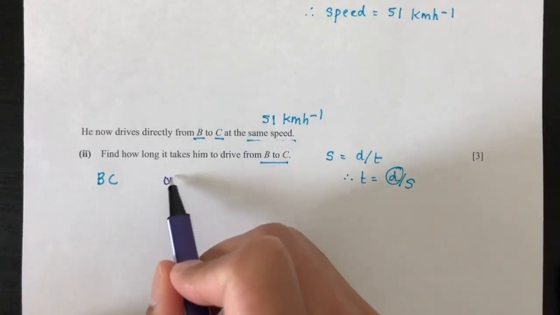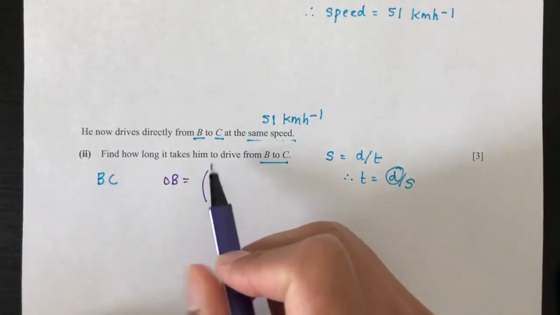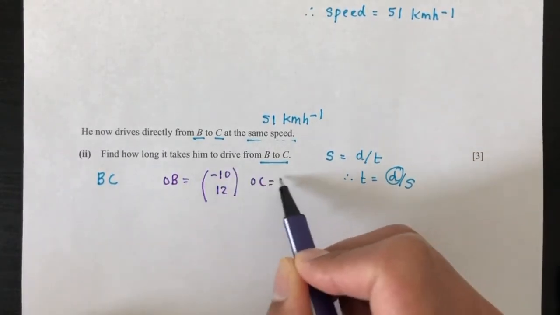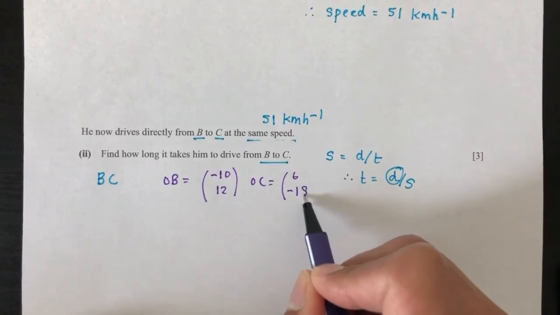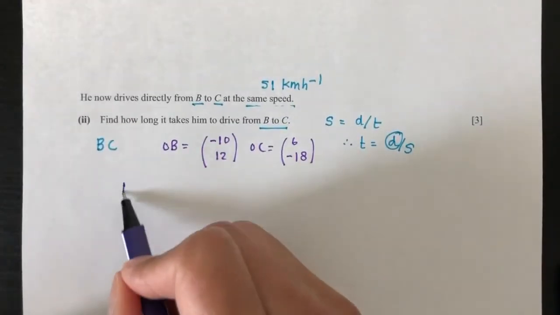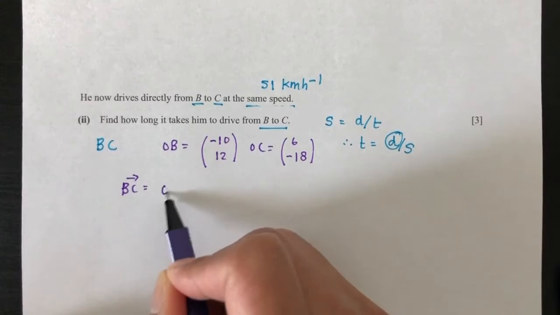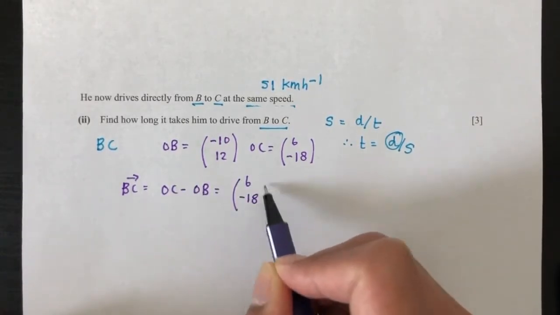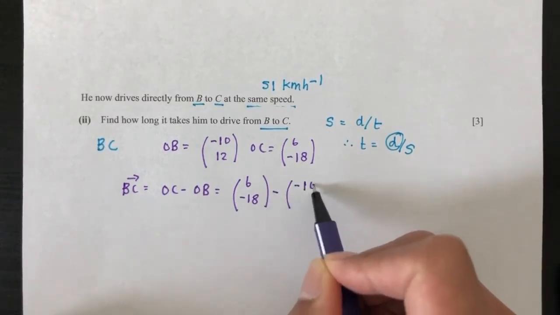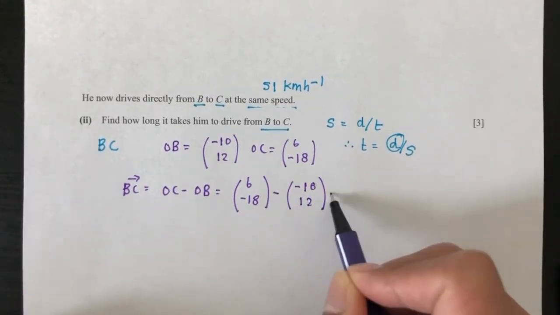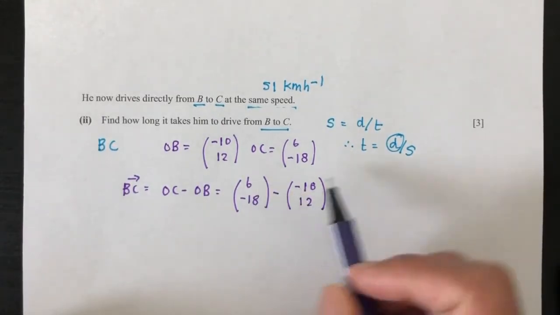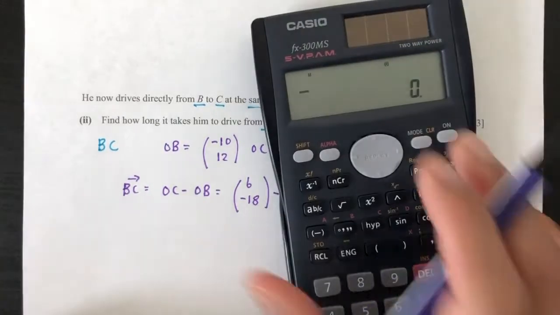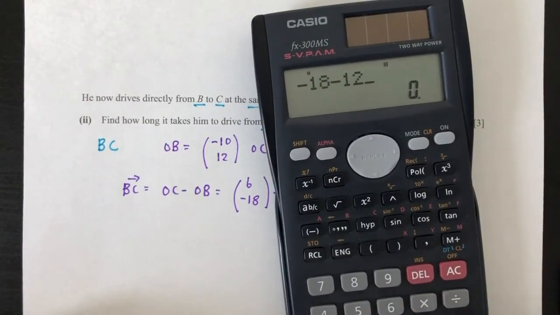We know that OB has been given to us by minus 10, 12, and OC has been given to us by 6 minus 18. So what is the BC? BC will be OC minus OB. OC will be 6 minus 18, and OB will be minus 10, 12. So simplify. So 6 minus 10, that should be 16. And minus 18 minus 12, let's check. That should be 30, but let's check. Yep, minus 30.